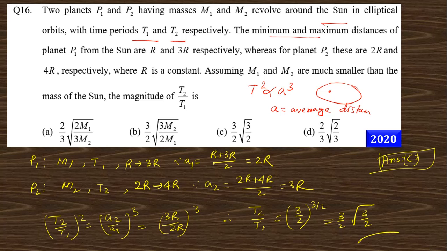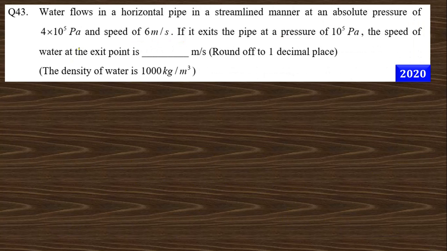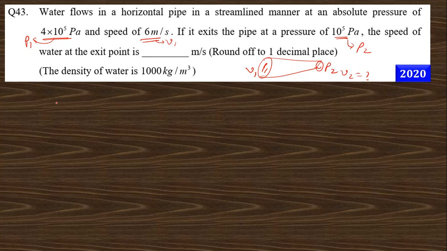Okay. Go to the next question. Water flows in a horizontal pipe in a streamlined manner at an absolute pressure as given. Okay. So the pressure is this at one end. Suppose this is a water pipe. In this end, pressure will be P1 and speed is V1. If the pressure at the other end is P2, what is the speed there? What is the value of V2? Right? This is the question. V1, P1, P2 are given.